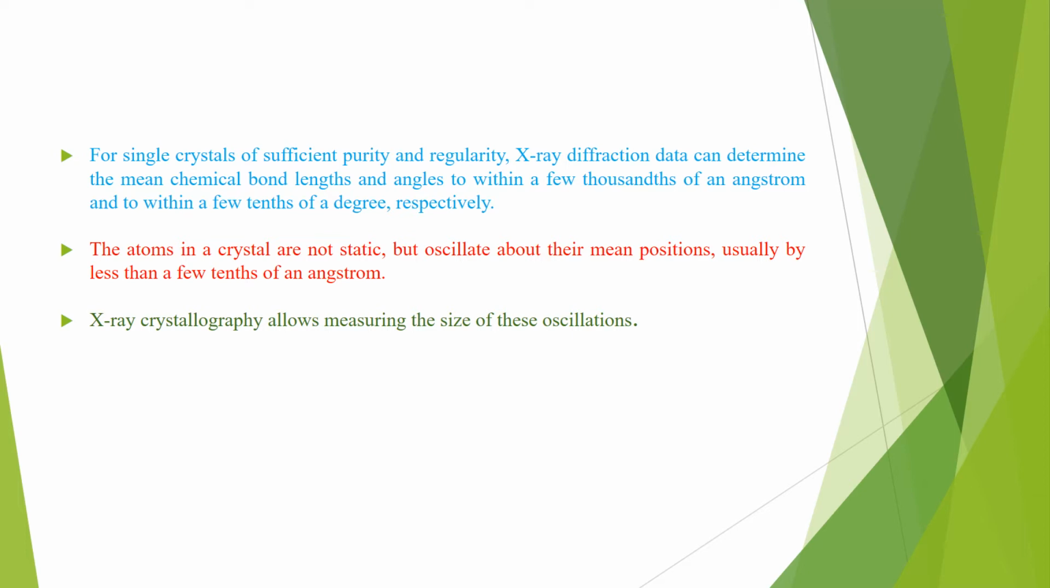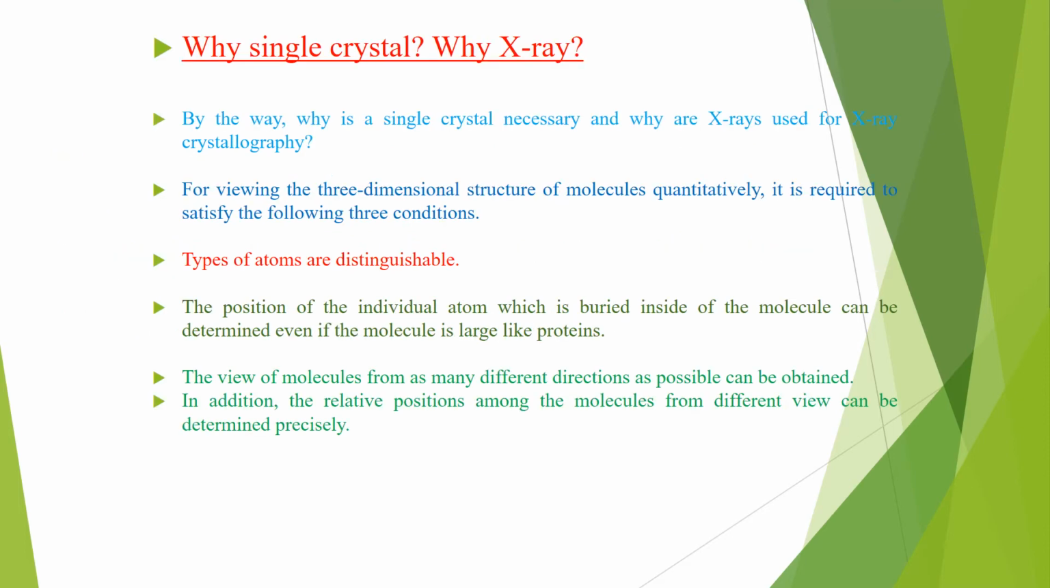So, by using X-ray diffraction technique, X-ray crystallography allows the measuring of the size of these oscillations. It means by using X-ray diffraction techniques, we can easily measure the bond length, bond angles, and we can also measure the size of oscillations of these atoms in a single crystal of sufficient purity and regularity. Why do we take a single crystal and why do we use X-ray diffraction technique?